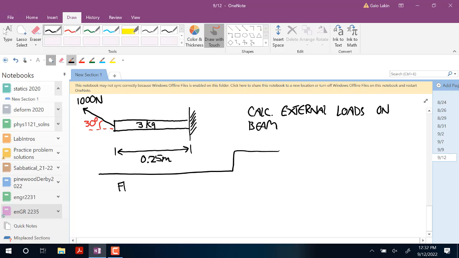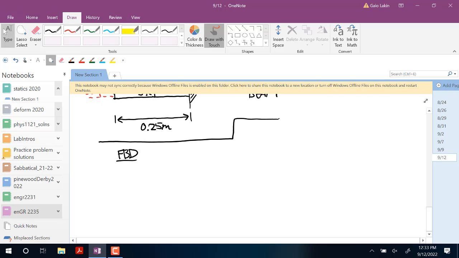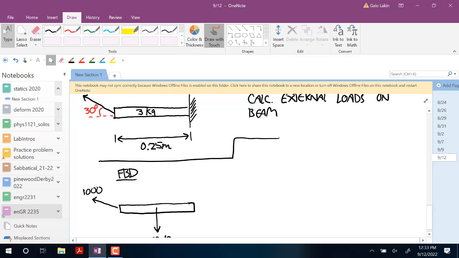So start with the free body diagram. There's the 1,000 Newton force, the weight force, 3 times 9.81 is 29.43. And then the only other loads are coming from the joint. This restricts all translation and all rotation. So in 2D, that means we have a full force vector, call that R, and a couple, call that MR, reaction moment.